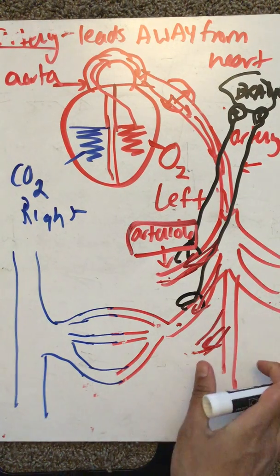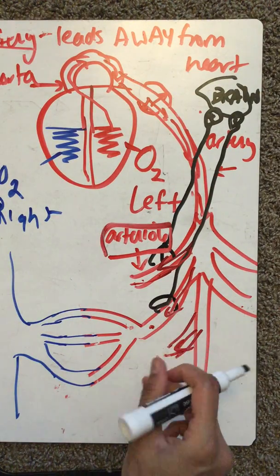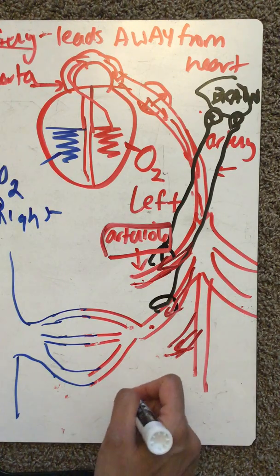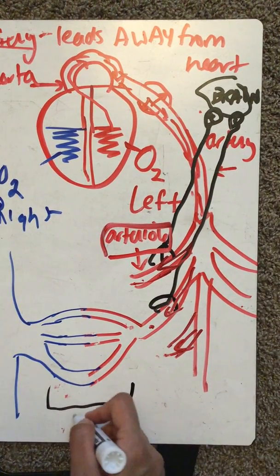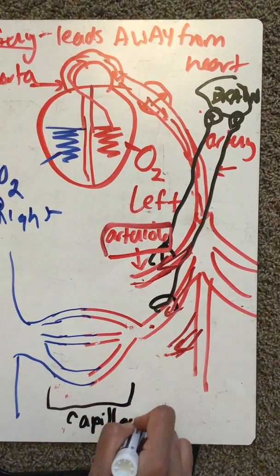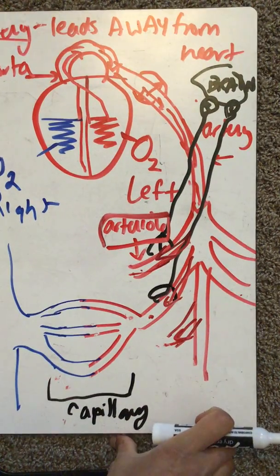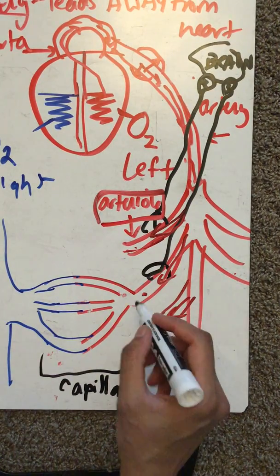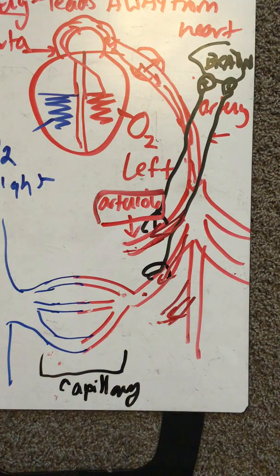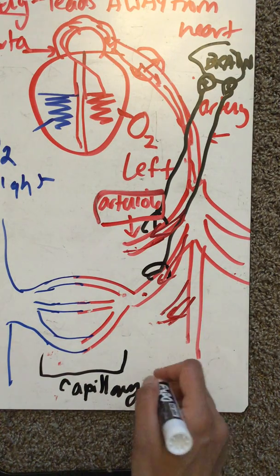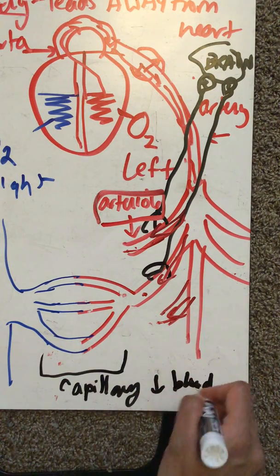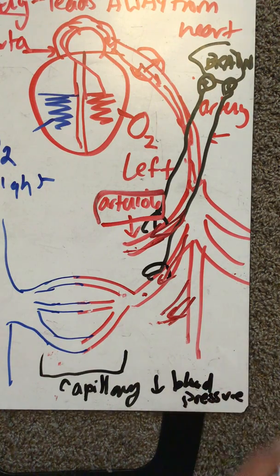And I left off by talking about the arterioles and how they vasoconstrict and vasodilate. And then they go to this, and this is called the capillary. You can see that the capillary, right? You're going to see the blood flow sort of decrease even more. So at the capillary, you're going to get a further decrease in blood pressure.